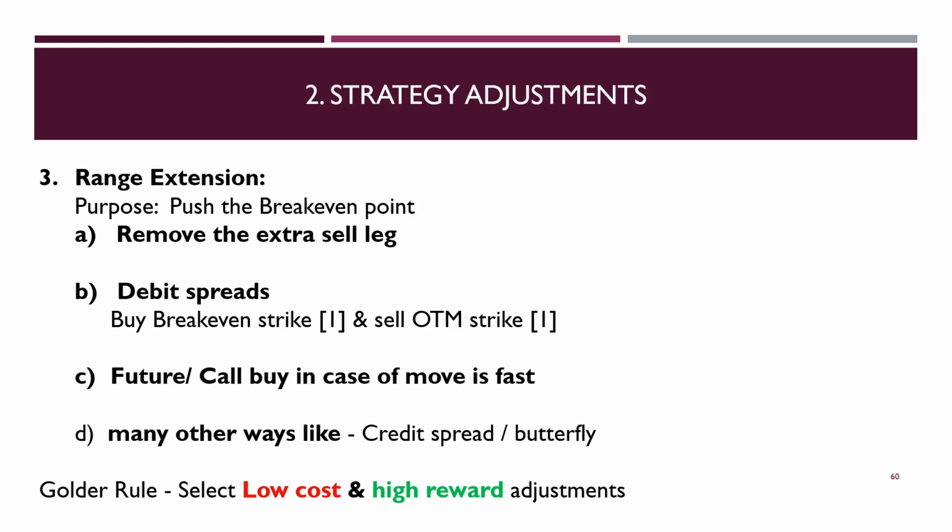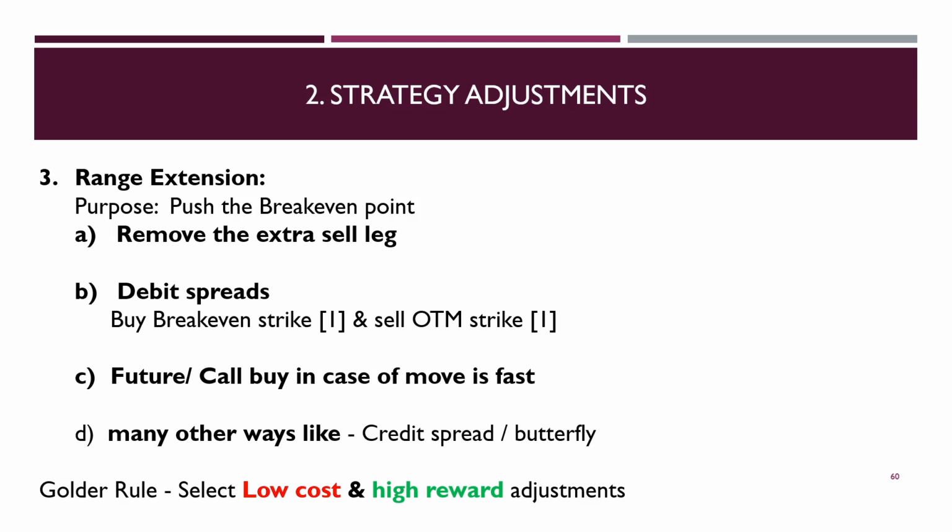Now what are the range extension adjustments we can do? Let me take them one by one. The first and very simple adjustment is to remove the extra sell leg. Whatever extra sell leg you have on the losing side, you remove that. If mark to market is in control and manageable, not a big mark to market, then we can remove the extra sell leg and relax, because the entire risk on that side is removed. This is the easiest adjustment. I'll give you an example for all the adjustments, but let's first understand what adjustments we are talking about. So the first one is easy: remove the extra sell leg.